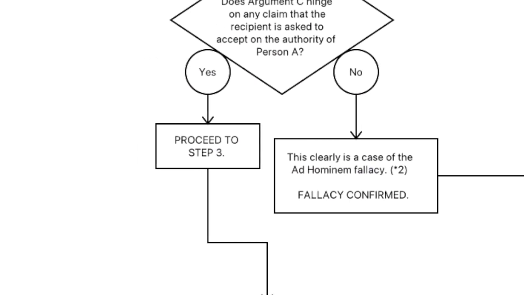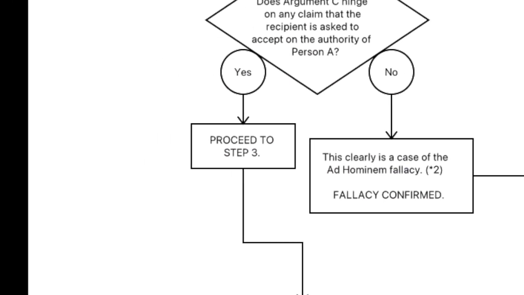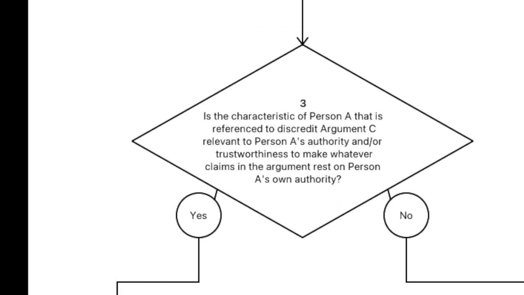But what if the answer to the question in step 2 is yes? Then we need to proceed to step 3, where we ask, is the characteristic of person A that is referenced to discredit argument C relevant to person A's authority and/or trustworthiness to make whatever claims in the argument rest on person A's own authority? This is where things can unfortunately get very messy. There is not always a universal consensus on what can qualify or disqualify someone from making certain claims, and even when a clear-cut answer exists, it is not always well understood by everyone.